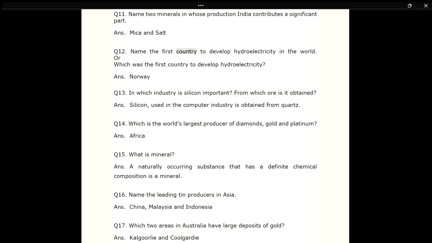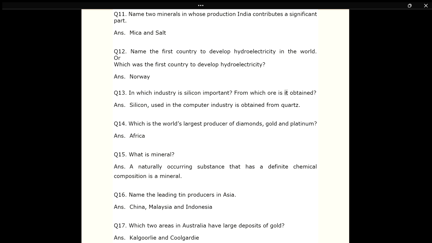Q12. Name the first country to develop hydroelectricity in the world. Or, which was the first country to develop hydroelectricity? Ans. Norway. Q13. In which industry is silicon important?